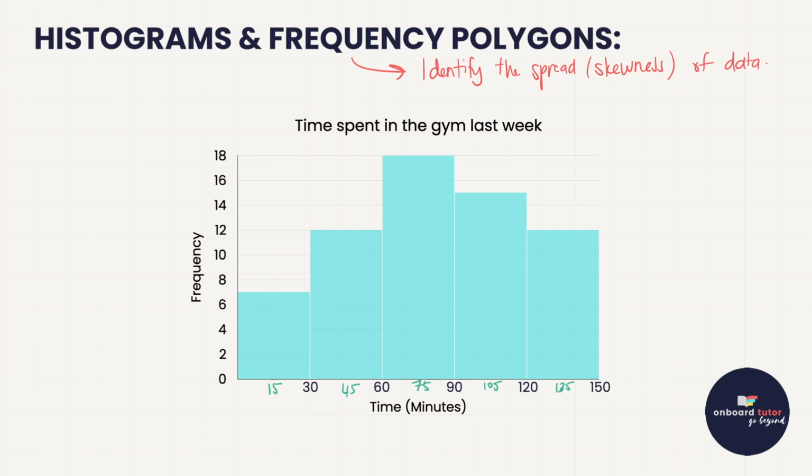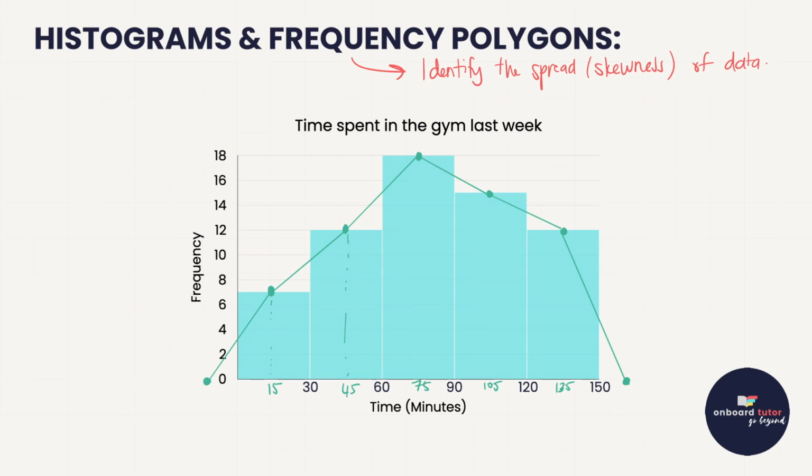And then with these midpoints, we can plot the frequency there of 7, the frequency there of 12, and so on. So you're plotting midpoint and frequency in each instance. And then finally, you pick up your ruler and you draw a frequency polygon. And there we have it, a frequency polygon of the time that people spent in the gym.